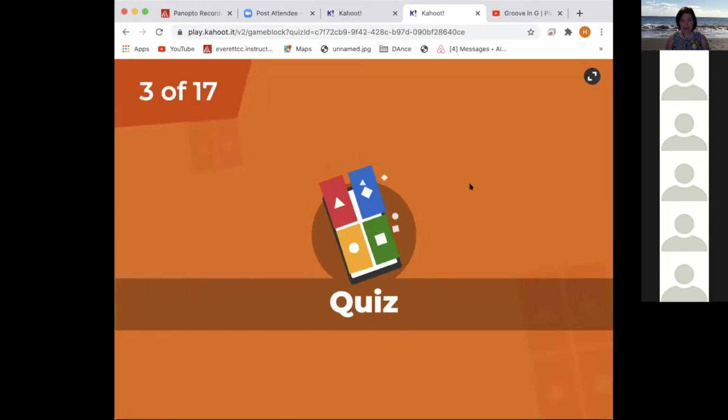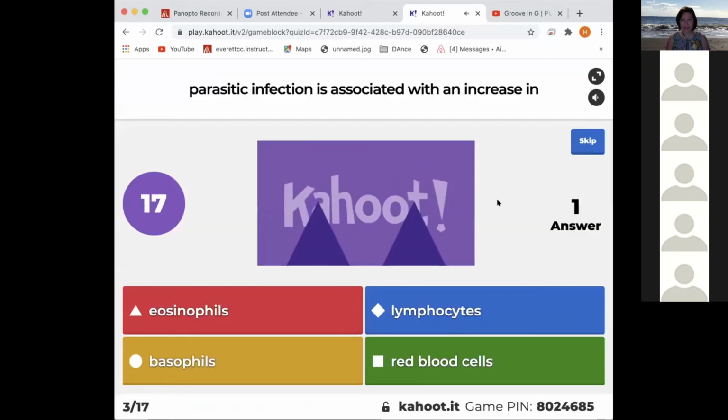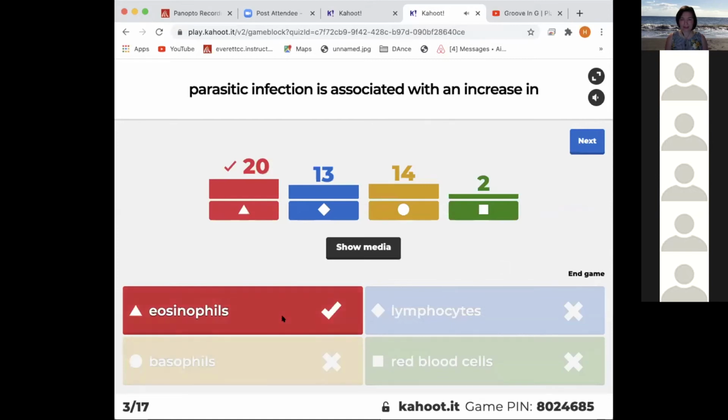Okay, next, let's see. Parasitic infection is associated with an increase in which cell population? Eosinophils, that's right. Basophils are associated with allergic responses. Lymphocytes would be if the adaptive immune response had kicked in, and you might see this actually, but this is a definite giveaway. Red blood cells, of course, no. Sometimes they go down.